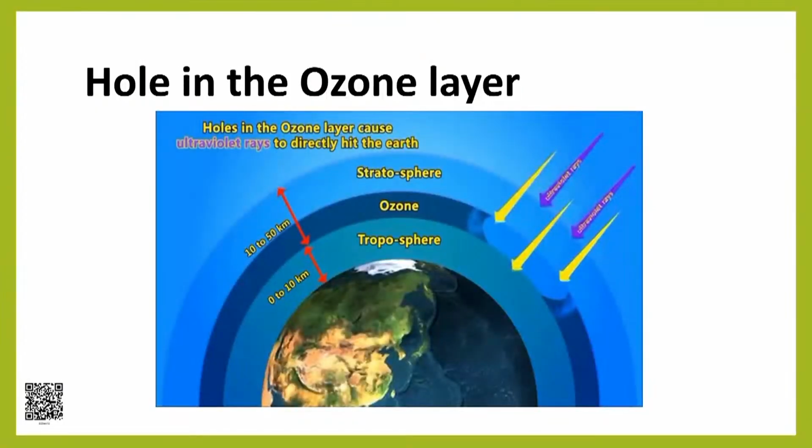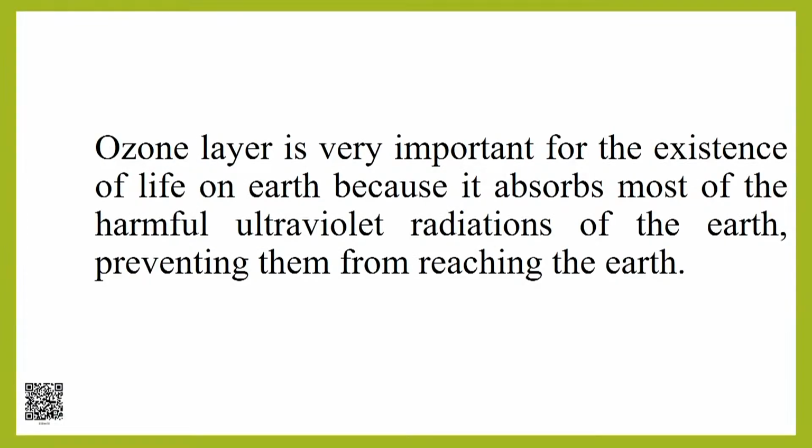The second major impact is the hole in the ozone layer. The other ecological threat posed by air pollution is the ozone hole, and this slide talks about the ozone layer and its depletion. So we know that the ozone layer is very important for the existence of life on earth because it absorbs most of the harmful ultraviolet radiation of the sun, preventing it from reaching the earth.